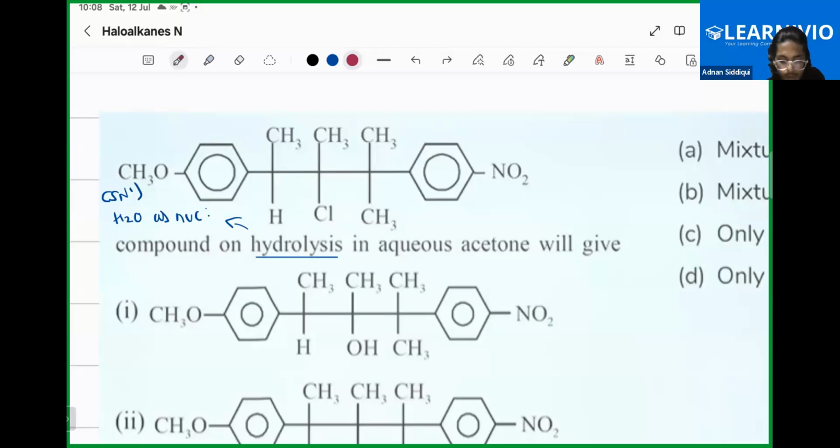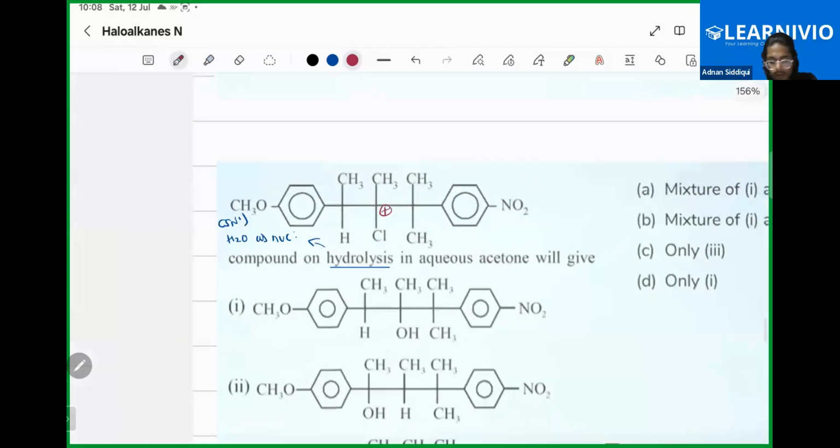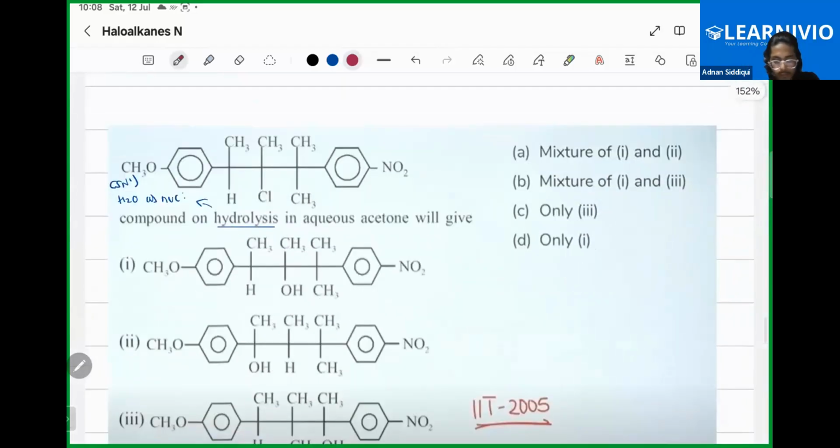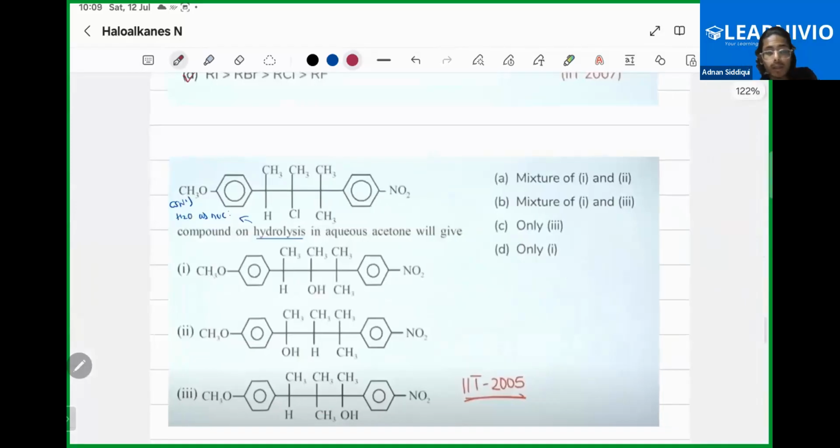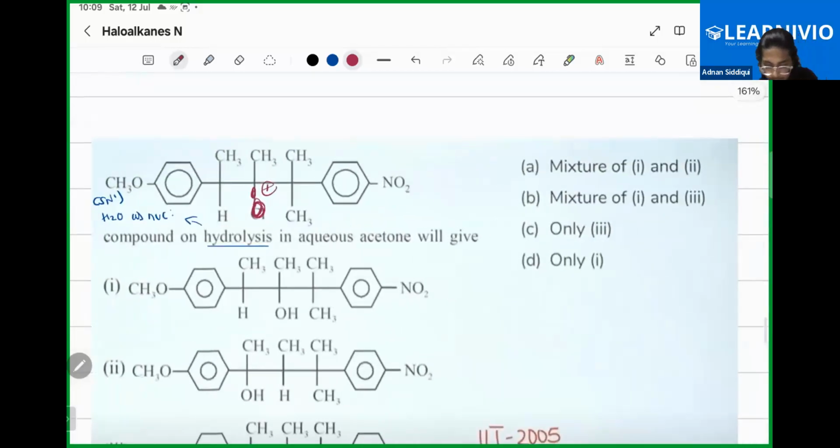SN1. So the first step is what? Self-ionization. This chlorine will be removed and here we will have a positive charge, right? Then we have to attack H2O. The question is, is there any position where we can shift hydride or methyl to produce an even more stable carbocation? Suppose here, if I am removing this and I am putting a positive charge here, this is which degree carbocation?